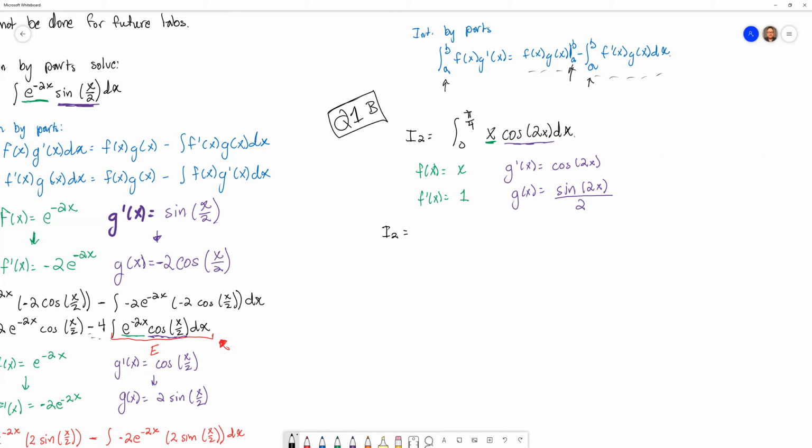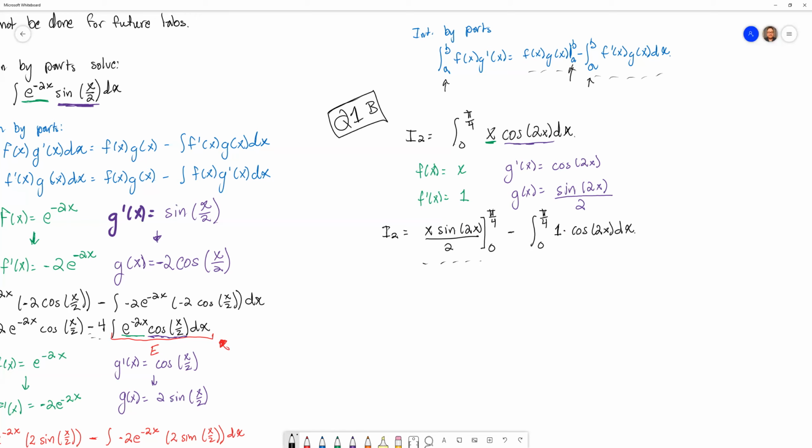So it is f at x and g at x. So we have x sine of 2x over 2 from 0 to pi by 4, then minus the integral from 0 to pi by 4 of f prime at x, so that's 1 times g at x, which is cos 2x dx. Okay, and this first part here, we already have everything we need to solve that, but we will hold off.